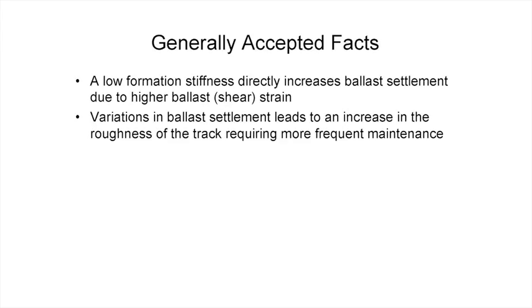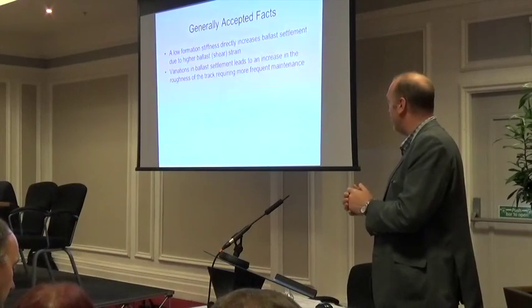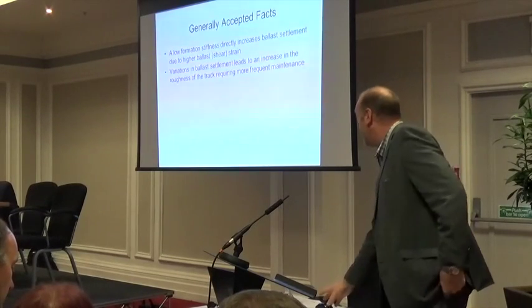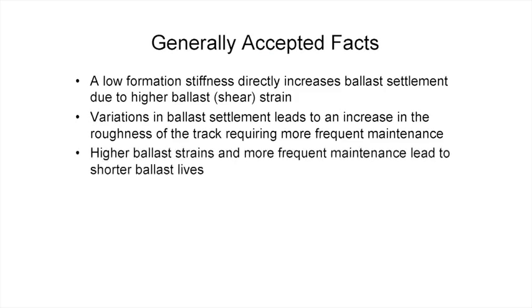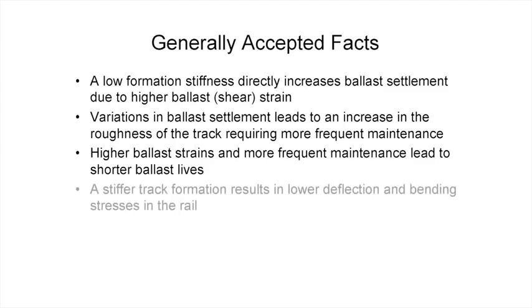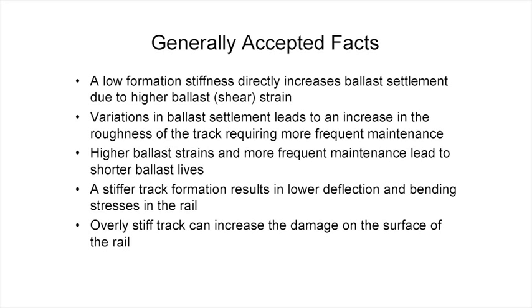I think low formation stiffness, we get increased ballast settlement, higher ballast strains. We get variations in ballast settlement, and that increases the roughness of the track. Perhaps more frequent maintenance, higher loads, conditions, shorter ballast lives. Stiffer track formation results in lower deflection, lower bending stresses in the rail, so some good things. But overly stiff, we've seen increases in the surface damage, so RCF type damage and similar.